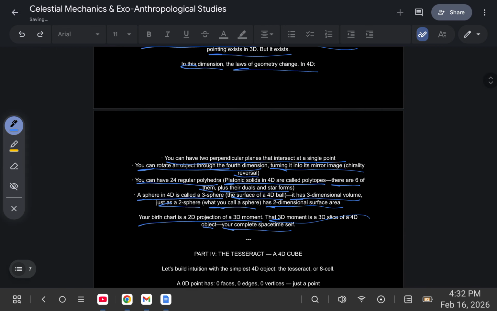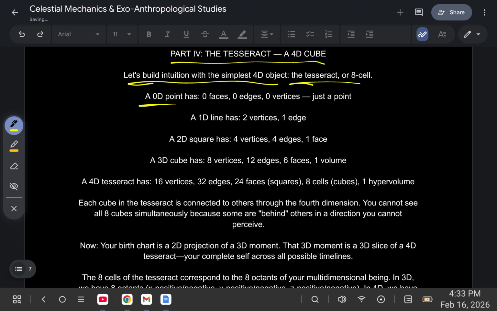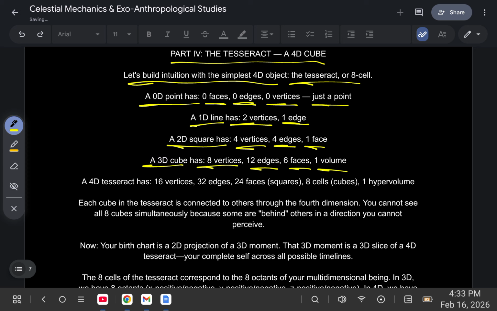Alright. Now we get into the tesseract, a 4D cube. Let's build intuition with the simplest 4D object, the tesseract, or 8-cell. A 0D point has 0 faces, 0 edges, and 0 vertices, just a point. A 1D line has 2 vertices, 1 edge. A 2D square has 4 vertices, 4 edges, 1 face. A 3D cube has 8 vertices, 12 edges, 6 faces, 1 volume.